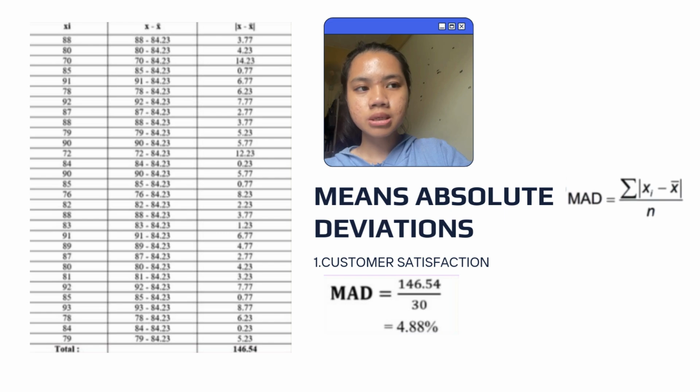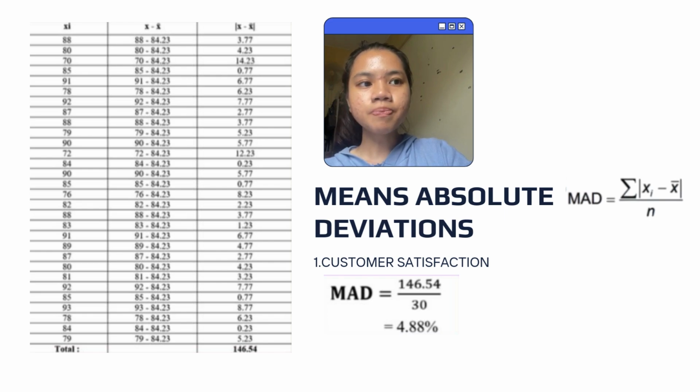For the customer certifications, the mean is 84.33. Next, we subtract the mean from each data point to find the deviation. For example, 88 minus 84.23 gives 3.77. Take the absolute value of the deviations and add up all the absolute deviations. Divide by the number of data points.